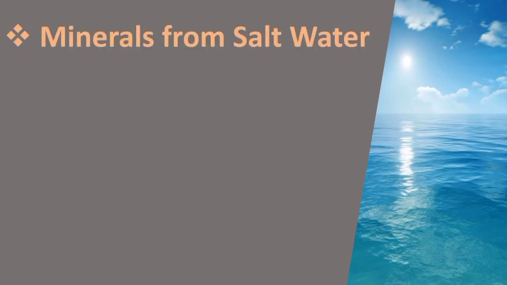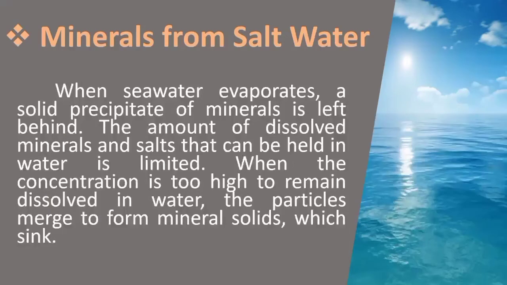It can precipitate in two ways. First, minerals from salt water. When seawater evaporates, a solid precipitate of minerals is left behind. The amount of dissolved minerals and salts that can be held in water is limited. When the concentration is too high to remain dissolved in water, the particles merge to form mineral solids, which sink.